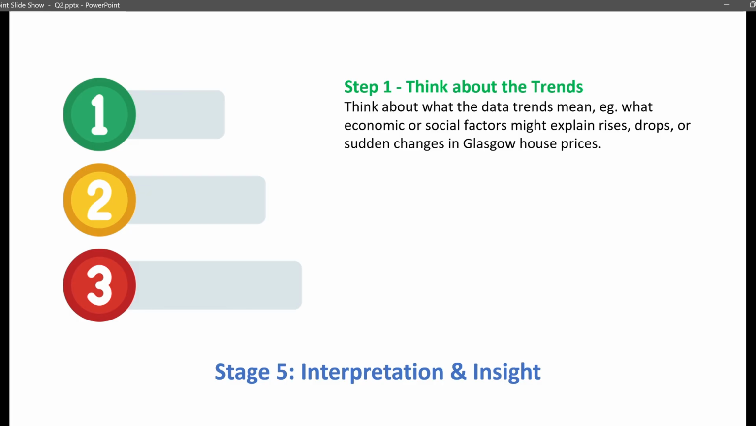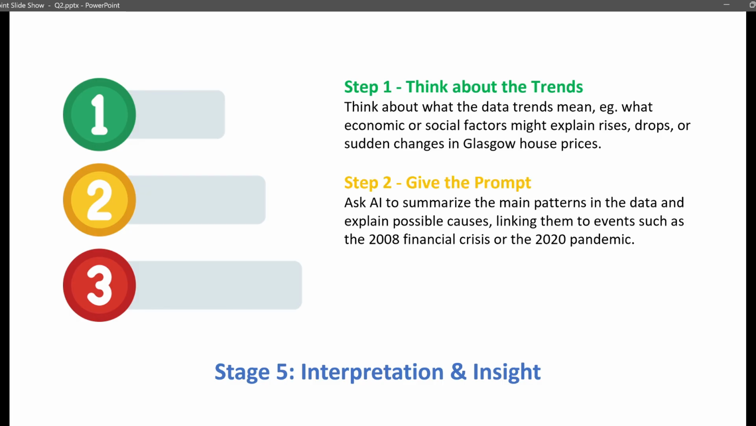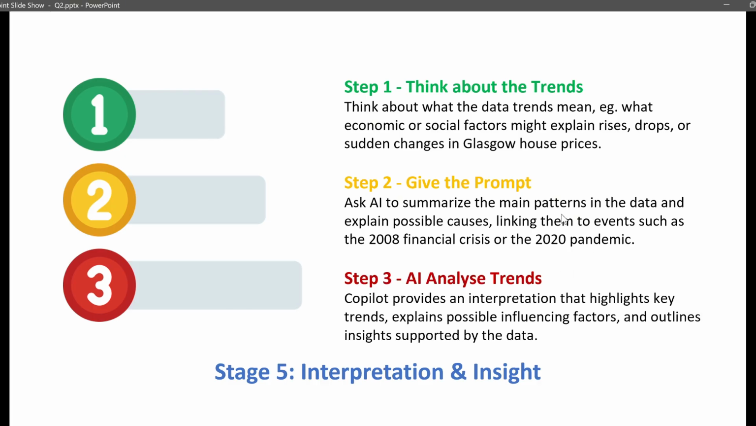Why did price rise so sharply after 2013? Or what caused the dip around 2008? This is where your economic or local knowledge really matters. Then in step 2, we bring AI into the mix. We can ask something like, summarize the main patterns in the data and suggest a possible cause. For example, link changes to the 2008 financial crisis or the 2020 pandemic.